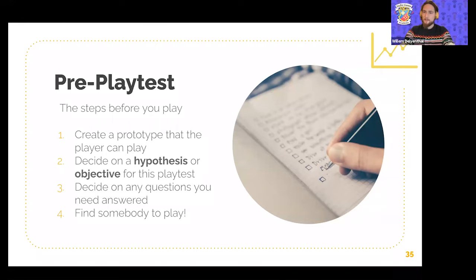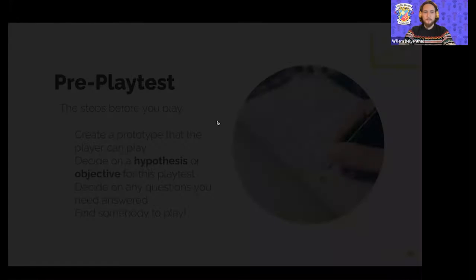Decide on any questions that you need answered. Is this boss understandable? Is the tell good enough? Does the player know they're going to do an overhead swing? I don't know. What are some of the things you actually need answered? And then find somebody to play, of course.